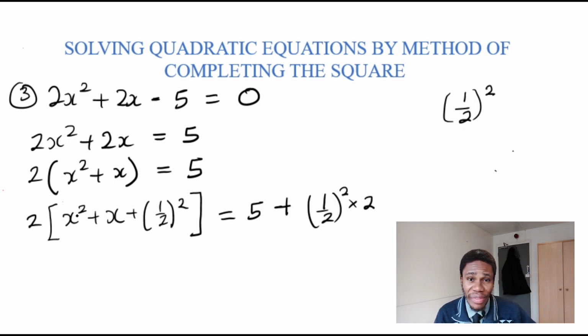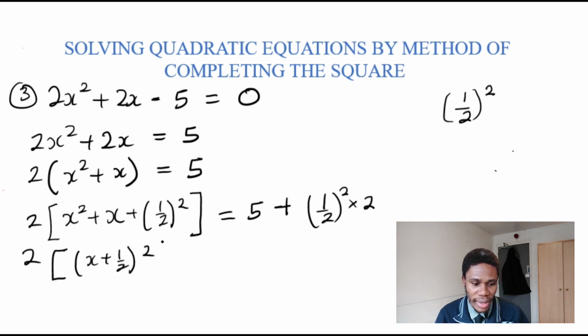Now we have our perfect squared trinomial inside this bracket, which can also be written as a squared binomial. And I showed you how to easily write a squared binomial. Yes, you got it right. We have 2 in our bracket, x plus 1 over 2 all squared. X plus 1 out of 2 all squared equals 5 plus 1 out of 4 times 2.